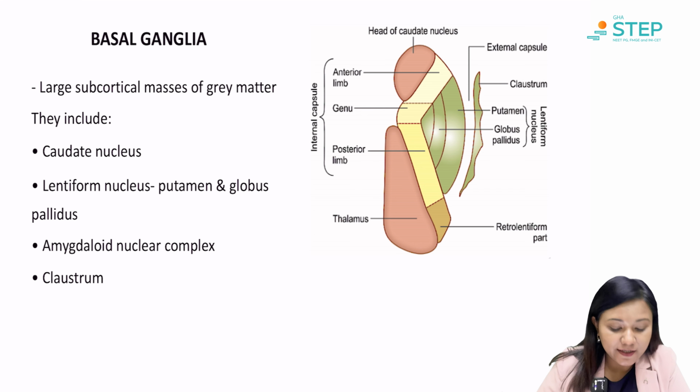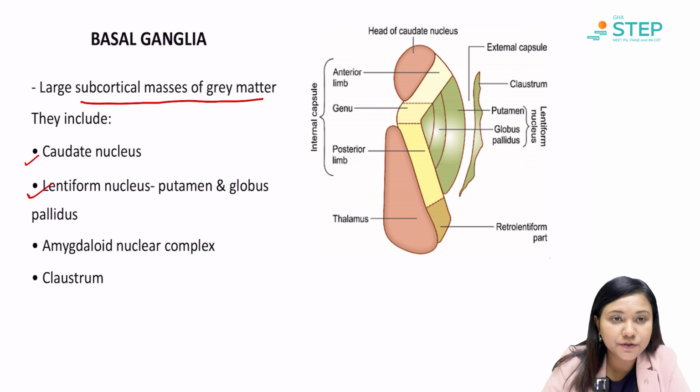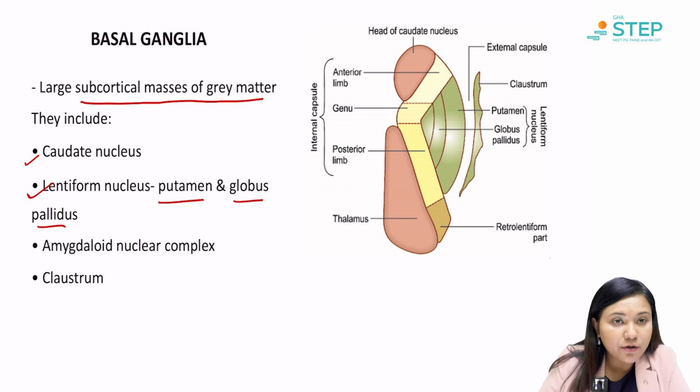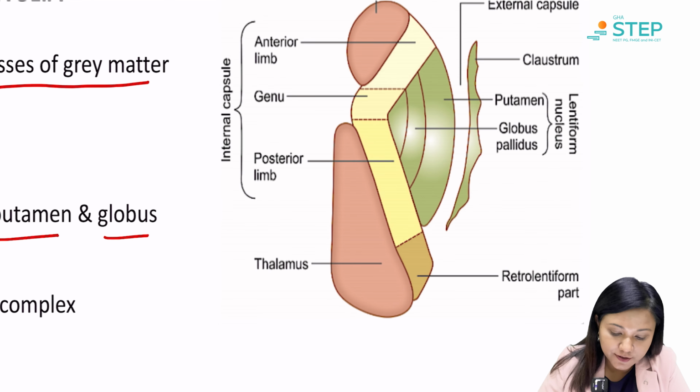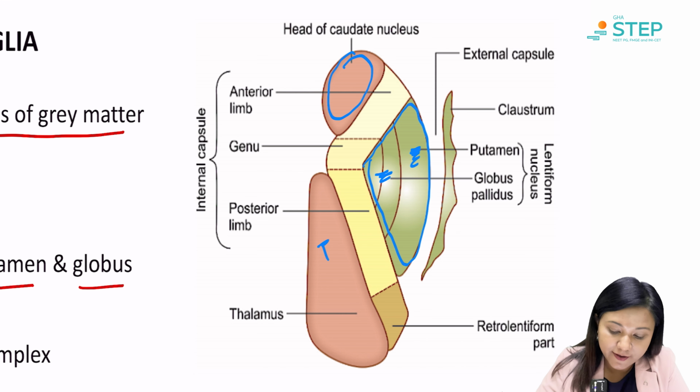So what are basal ganglia? Those are the subcortical gray matter, and they include the caudate nucleus, lentiform nucleus, which is composed of your putamen and globus pallidus, amygdaloid nuclear complex, and claustrum. So as you can see here, these are the subcortical gray matter. This is the head of the caudate nucleus. Okay, you can see the thalamus here. These are the lentiform nucleus, which is the putamen and the globus pallidus, and then you have the claustrum. So these are the subcortical gray masses.